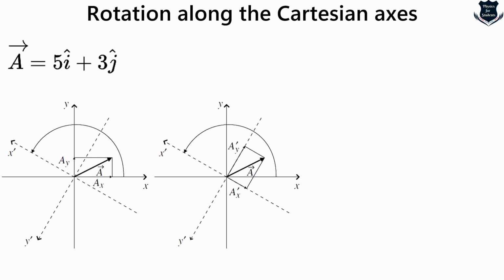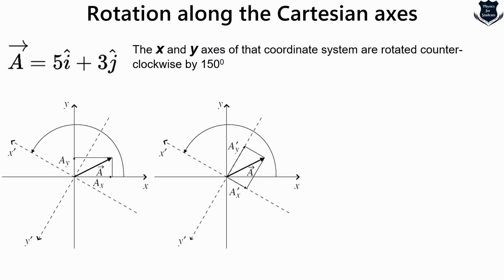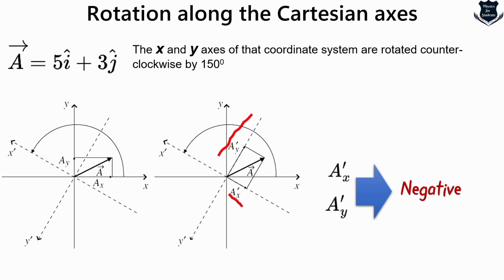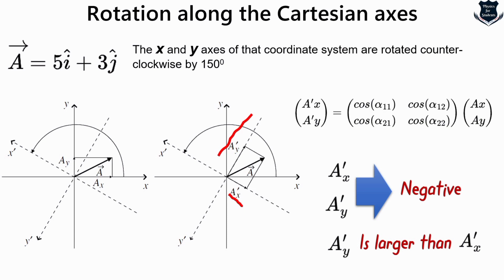But before that, what I would like to show you is that you see the x and y axis rotated by 150 degrees, and clearly you can see that a prime x and a prime y are negative. You can see a prime x is going this way and a prime y is going in this direction. Also, the a prime y component appears to be somewhat larger than the a prime x component. It's a quick observation.